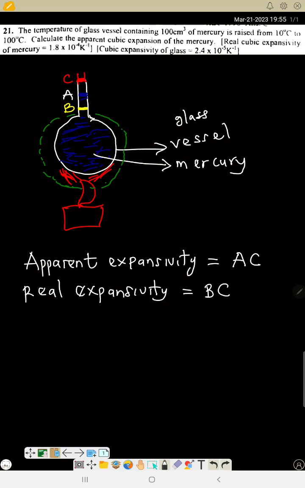And what caused that real expansion? So we have the expansion of the vessel, the expansivity of the glass vessel.